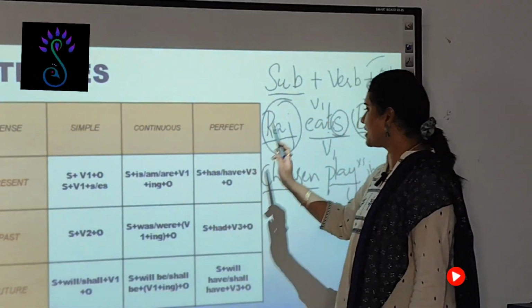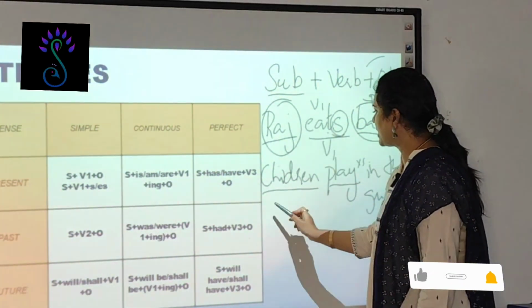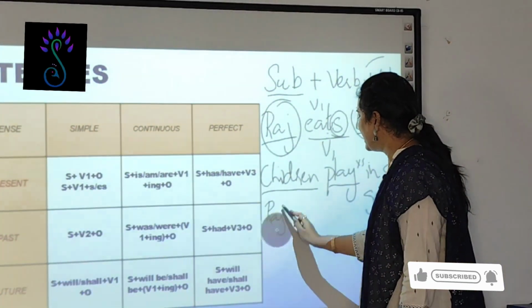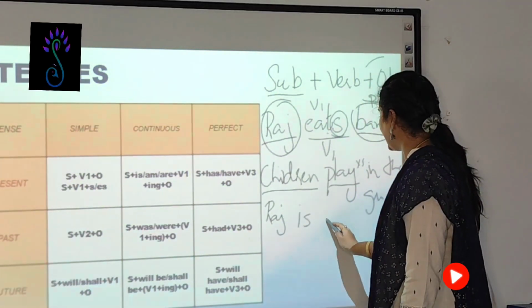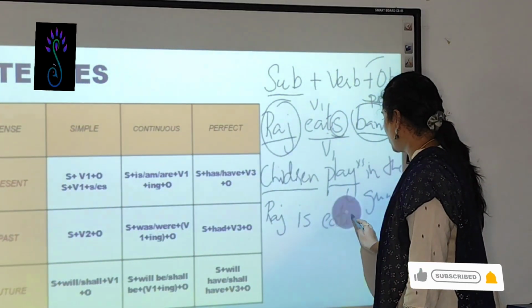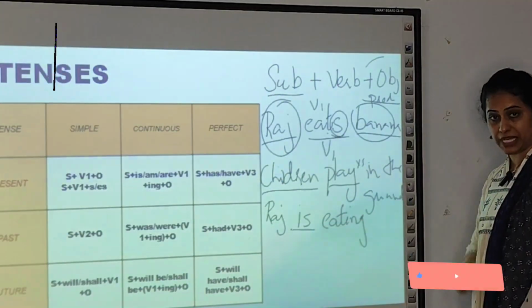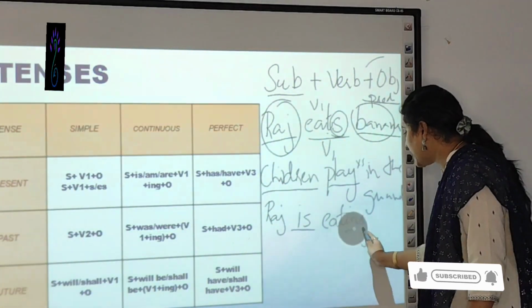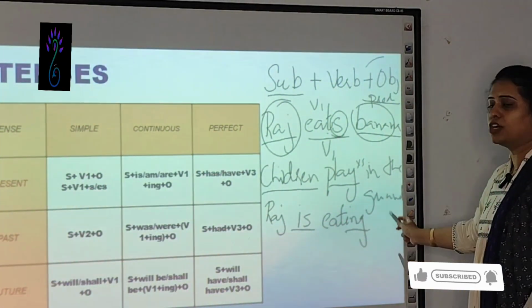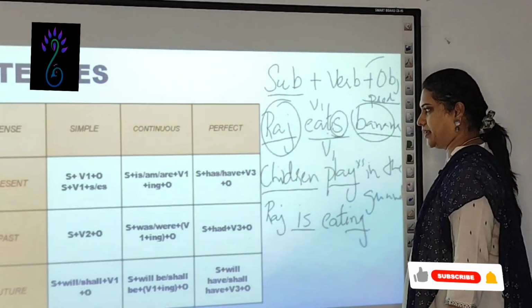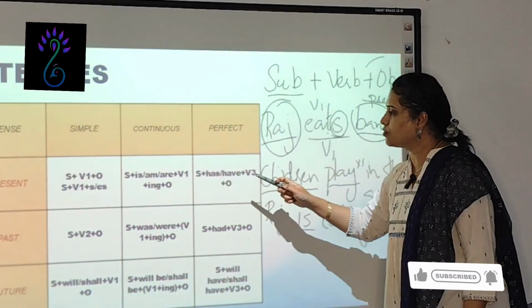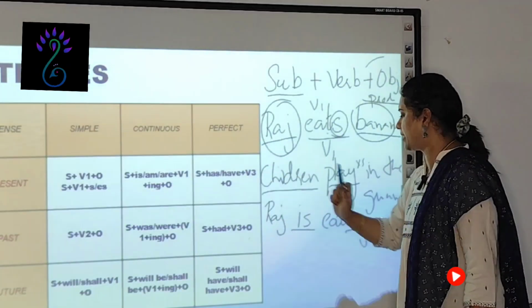And for continuous, we change the same thing into continuous. Raj is eating banana. Here you take the help of the auxiliary verb is, because it is present, and it is the ing form. You are adding ing to the verb: eating banana. Okay. Coming to present perfect.